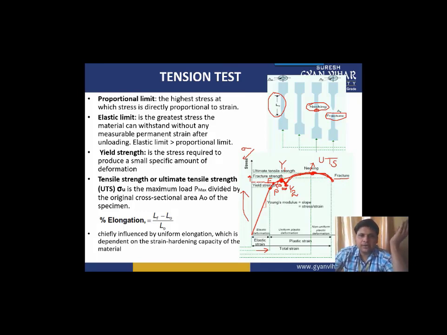of the tensile test, or we can say this is the graph of the stress strain curve. Basically, for a ductile material, the stress strain curve will look like this. In this curve you can see the first point, the proportional limit. Till this proportional limit, stress is directly proportional to strain. After this we have the elastic limit.